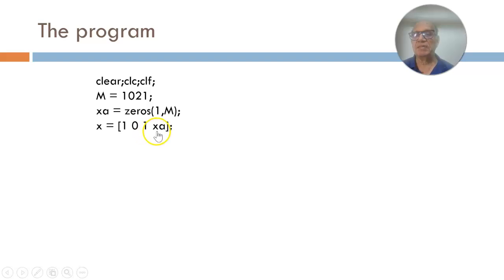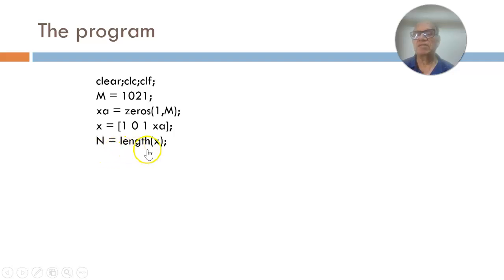And I append m number of zeros to this by concatenating xa here. All these zeros are 1, 0, 2, 1. And these are 3 samples. So the total number of samples in the modified x become 1024. 1024 is an integer power of 2, and FFT yields good results whenever the number of samples is an integer power of 2, and that is the reason I have chosen this, although this is not the only value that can be chosen. You can have other values as well.